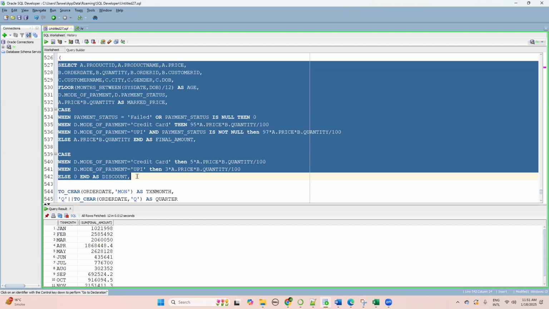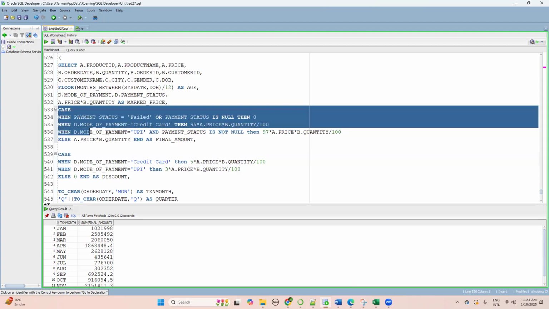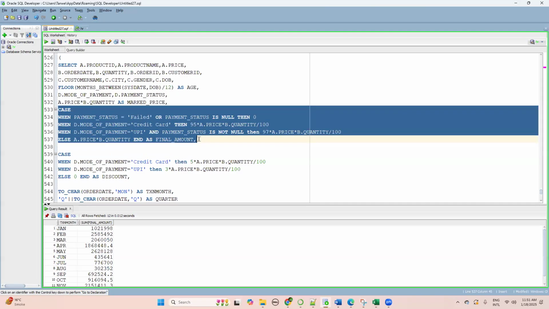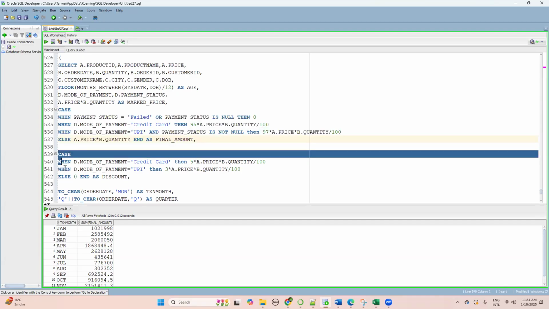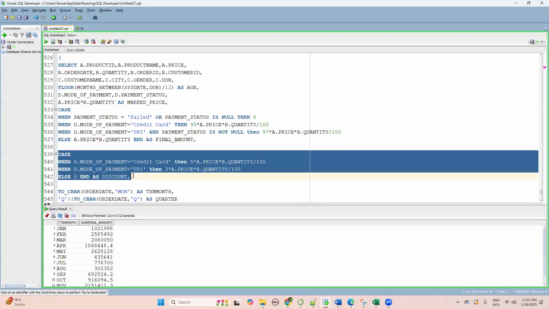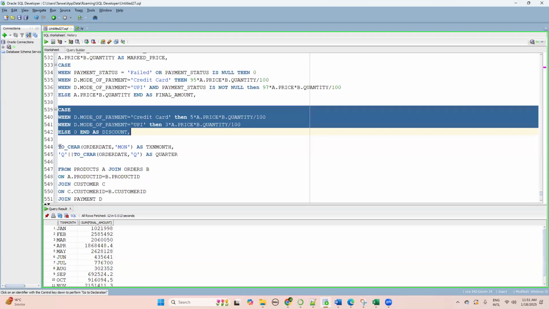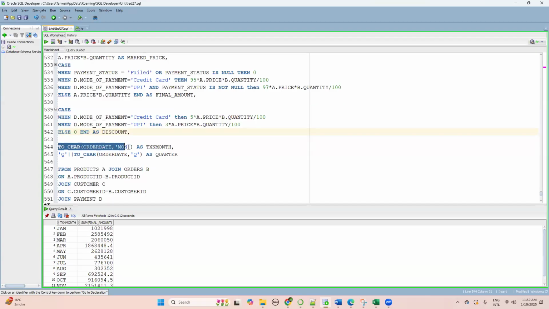Each case statement will create a new column actually. So this case statement from 533 till 537 is creating one column, which is final amount. Another case statement, 539 till 542, will create another column with the name discount. Got it? Now here, line number 544, I am just extracting month from the order date, and then here I am extracting quarter. I will show you this.